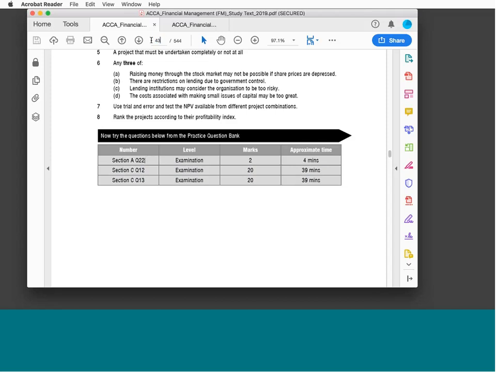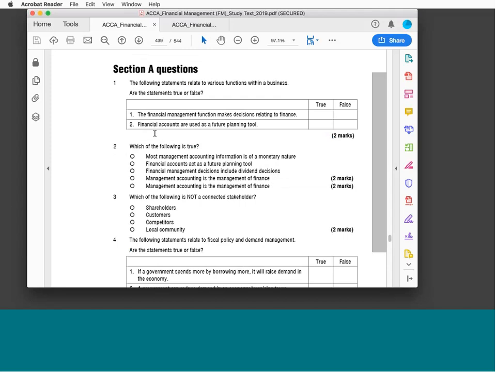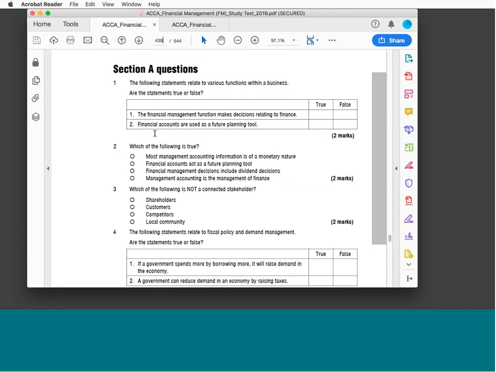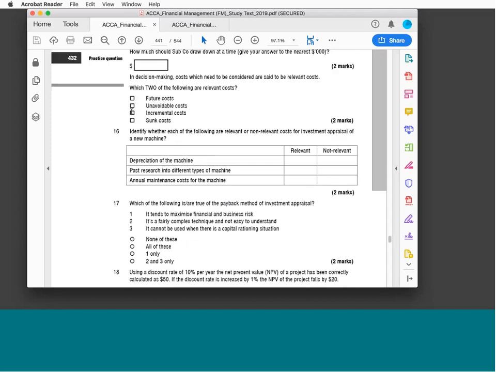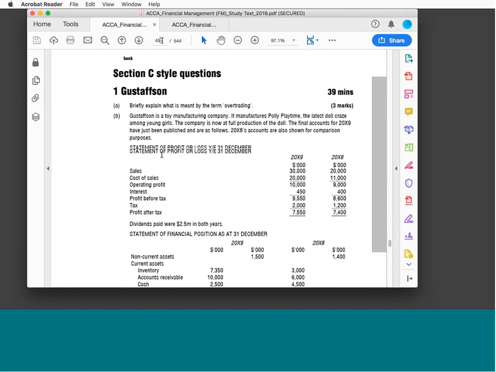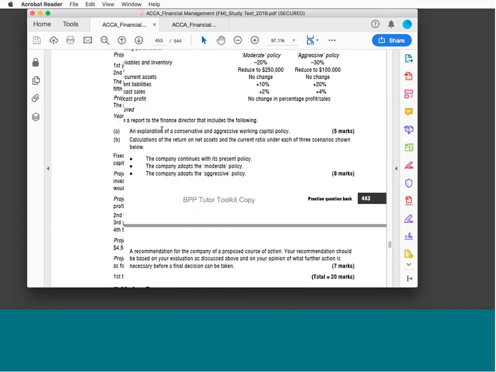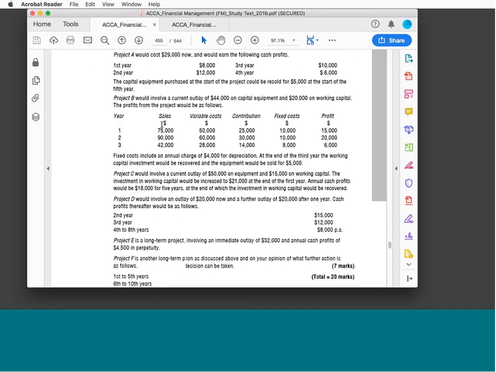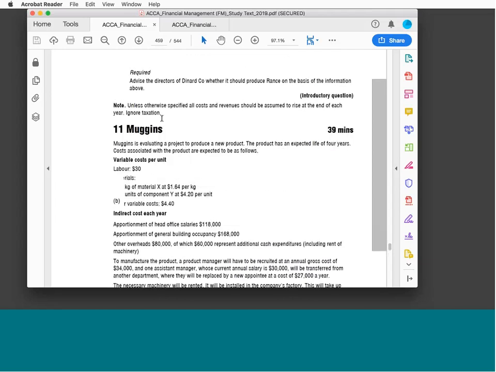Okay, so I checked the page references before, and you will find the section A questions start on page 439. So section A questions, you're supposed to do question 22, which is on equivalent annual cost. And then the section C questions start on page 451, and you should be doing questions 12 and 13. Just find 12 and 13, and do those questions. It's really useful to have the references, because then you know where you can find specific practice questions that you should be doing.